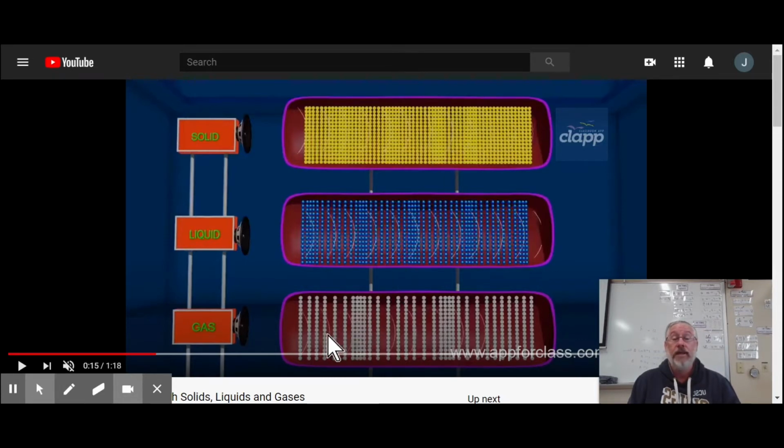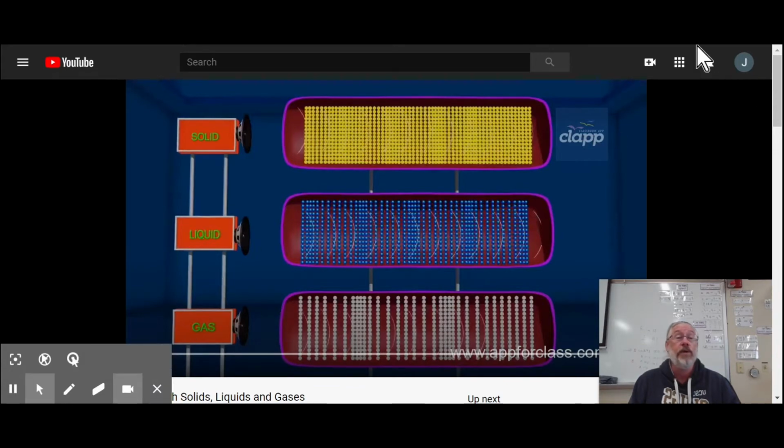Down here in the gas, we've got a lot of space between them. So it takes some time for that first one to hit down here and transfer that disturbance to the next row, the next row, the next row. And so we can see that the sound takes a lot longer to travel through a gas than it does through the liquid.